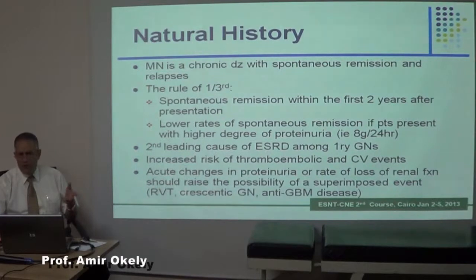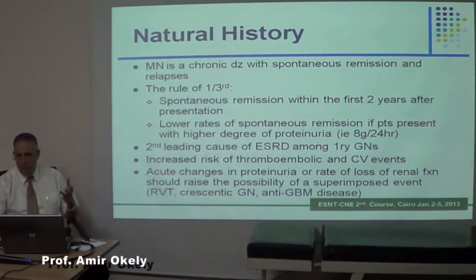What about the natural history of membranous nephropathy? Membranous nephropathy is a chronic disease with spontaneous remission and relapse. We usually have the rule of thirds in membranous nephropathy: spontaneous remission within the first 2 years after presentation in 1/3 of cases, with a low rate of spontaneous remission in patients who present with a higher degree of proteinuria, more than 8 grams per 24 hours. What about also the difference between membranous nephropathy and other causes of nephrotic syndrome?